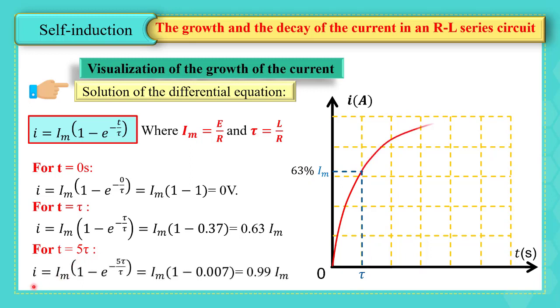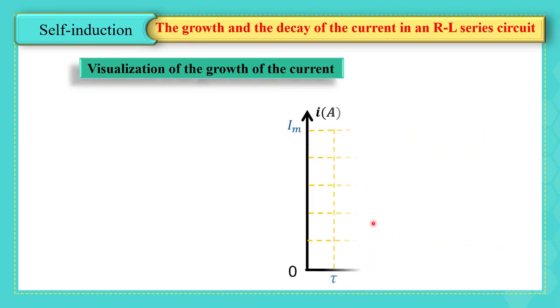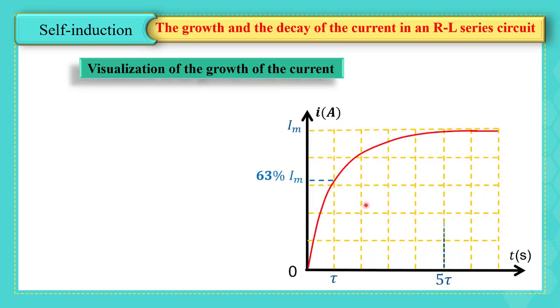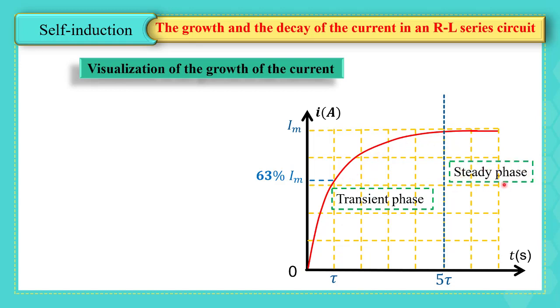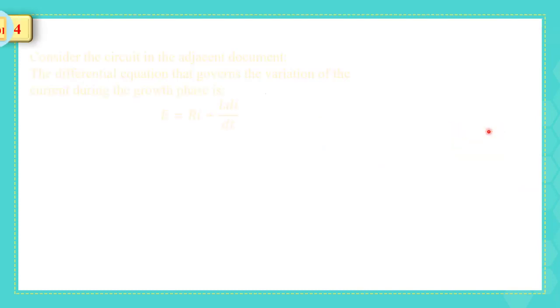Now for t equal 5 tau, we will have I equal I maximum into 1 minus 0.007, which will be equal to 0.99 I maximum. So at t equal 5 tau, the value of the current is approximately equal to its maximum value I maximum. Now, the shape of the curve can be divided into two sections or two phases. The first phase is called the transient phase, in which the current I is growing from 0 to I maximum, and the second phase is called the steady phase or steady state, where the current is constant.